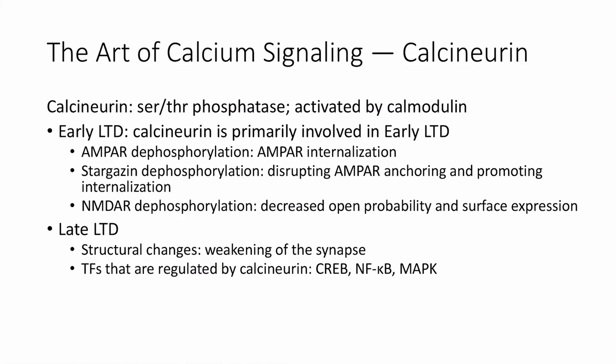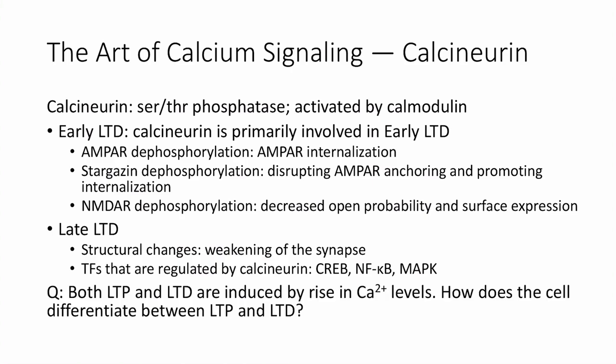CAM kinase and calcineurin are both activated by calmodulin, and calmodulin in turn is activated by calcium. At this point, you might wonder, how does the cell differentiate between LTP and LTD? Although both processes require a rise in calcium level, there must be a difference, right? What could it be? What difference can be made?